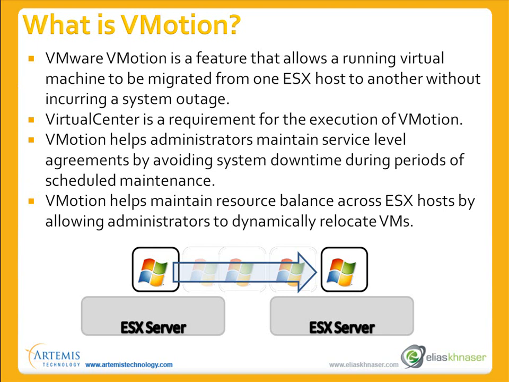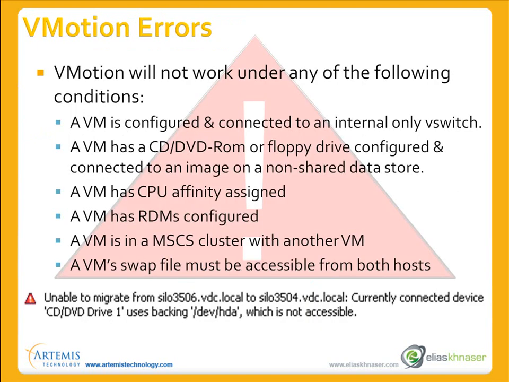So now let's push forward and talk a little bit about some of the errors that you can get with vMotion. What would prevent vMotion from happening from one host to another? And I've listed some of them here. For example, if a virtual machine is configured and connected to an internal only switch, so that virtual machine has no access to the outside world in any way, shape, or form, there's no physical adapters attached to that virtual switch, then that virtual machine wouldn't be able to migrate from one host to another. If there's a CD, DVD, or floppy configured and connected to a virtual machine, that would generate an error and you wouldn't be able to move it.